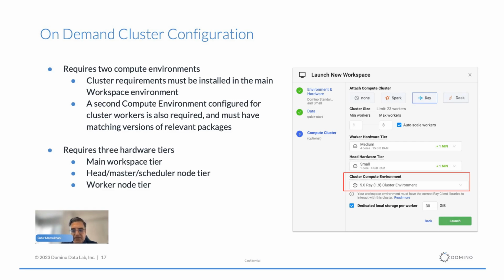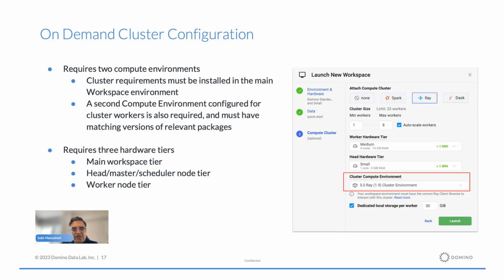When you are doing this in Domino, you typically need 2 different environments. One is one environment for your workspace. The other environment is for your cluster. So the workspace environment is pretty much where your IDE spins up and you'll write your code over there. The cluster environment is where the code actually gets run and executed. And you can also choose different hardware tiers that you want to use for both your workspace as well as for the head node and the worker nodes on your Ray cluster.